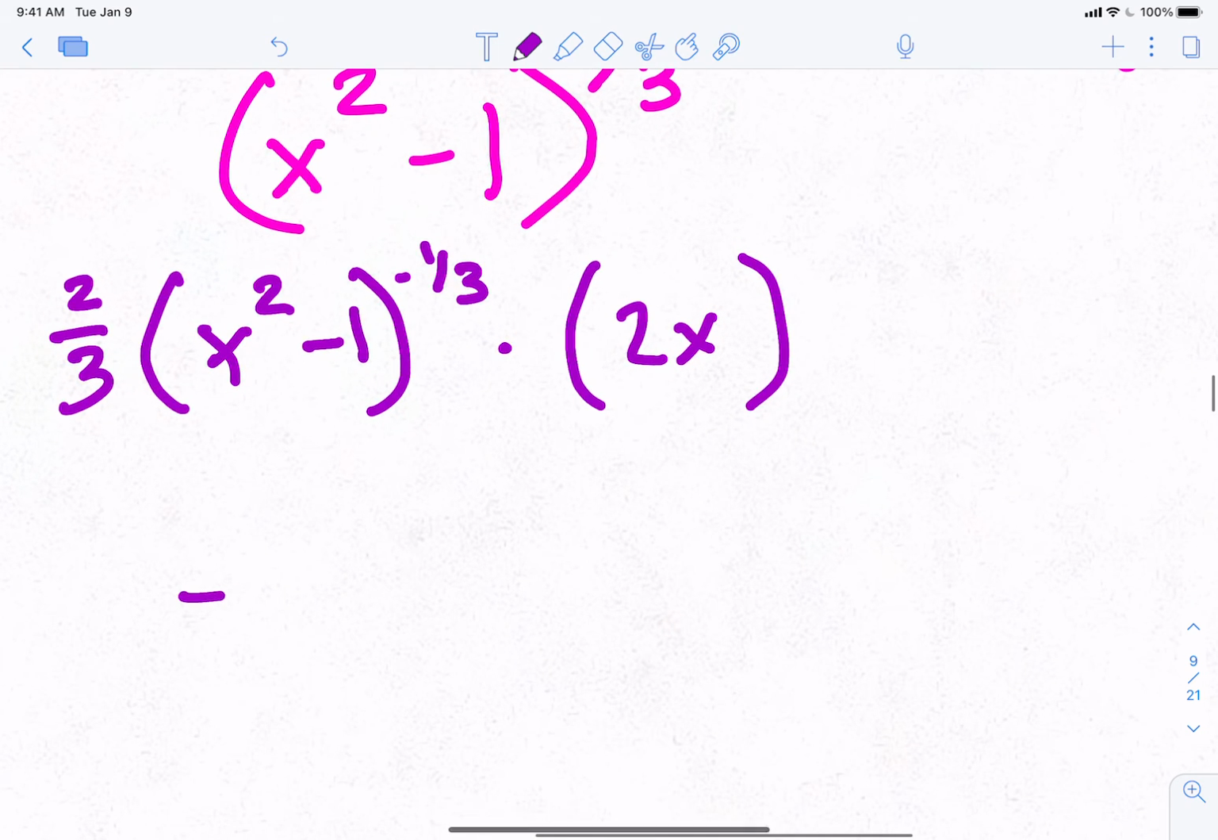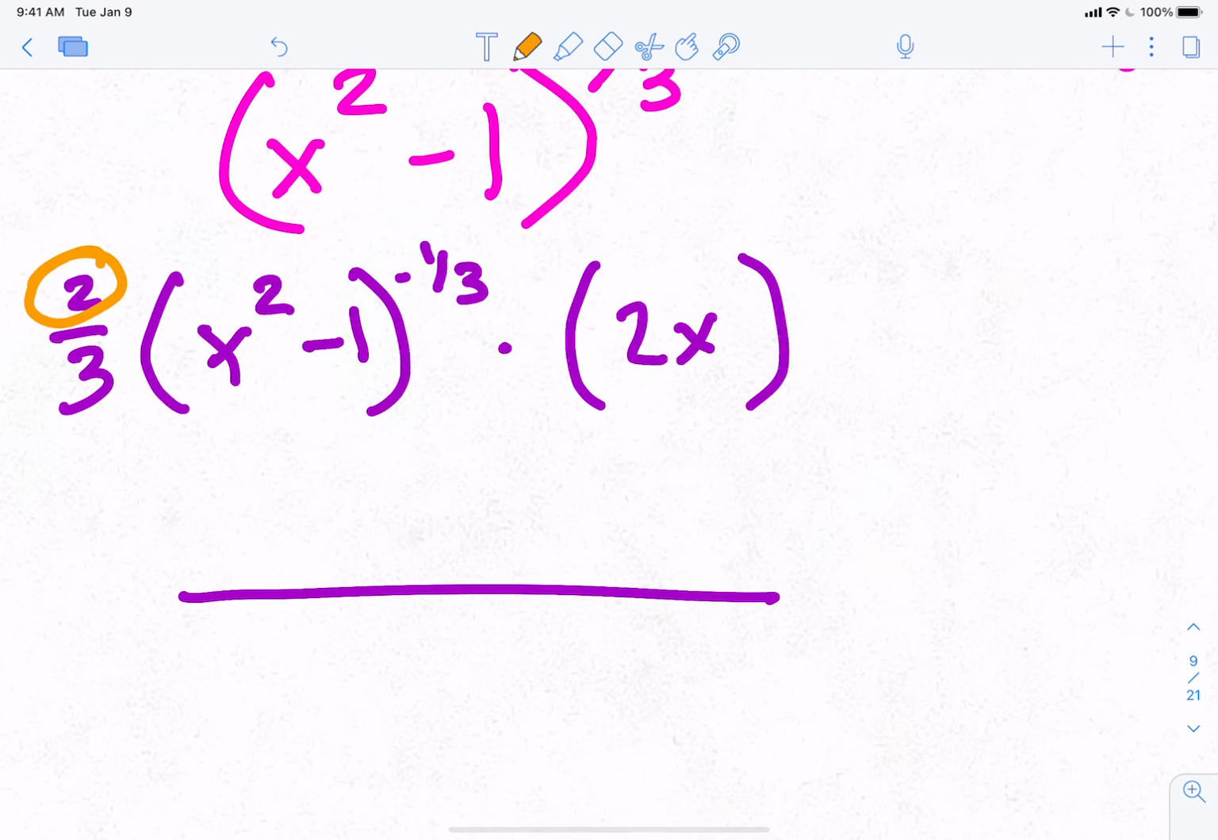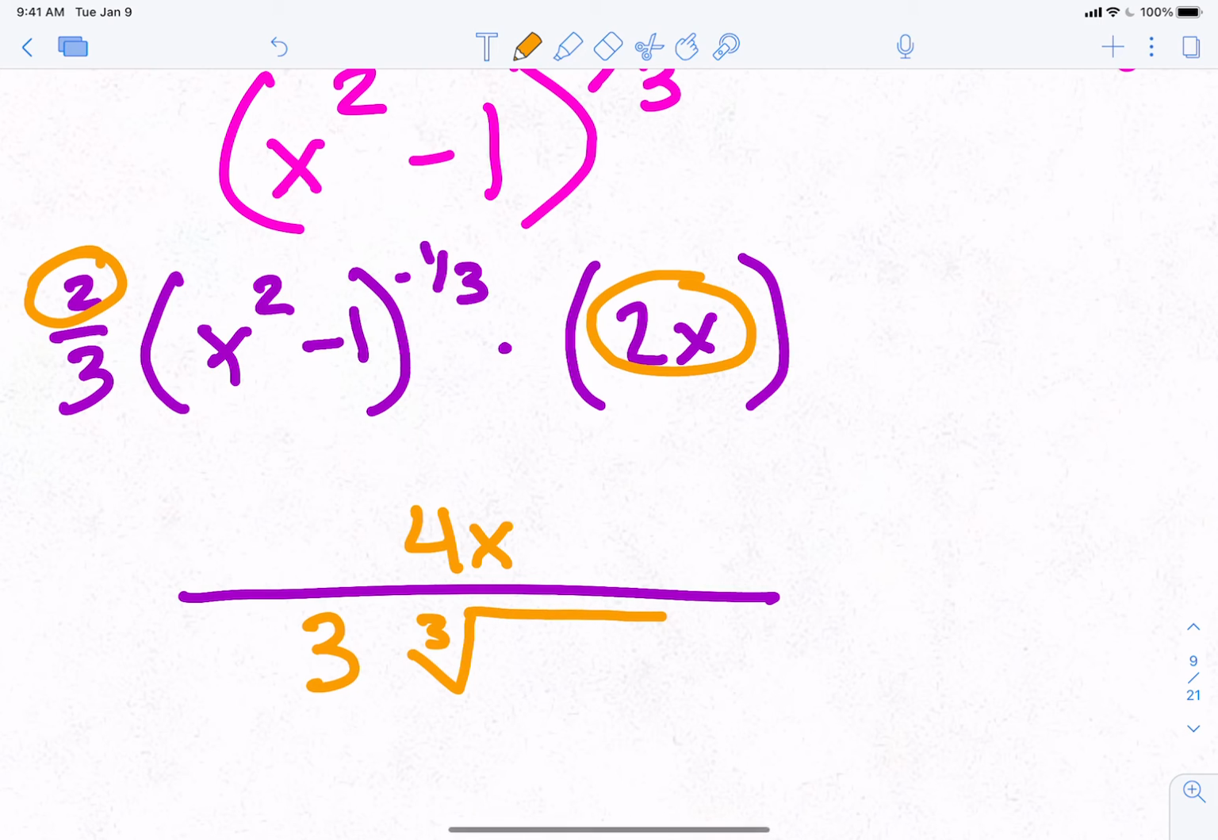2/3 times 2. Okay, so we want to put the top stuff and the bottom stuff. What goes on the top? 4x. This 2 and this 2x, right? Those are top pieces. So 4x goes on the top. On the bottom, we have this 3, 3 cubic roots, and we want the cubic root of x squared minus 1. Does that make sense? You could write this a little bit different, but I think this may be the easiest way to write it.